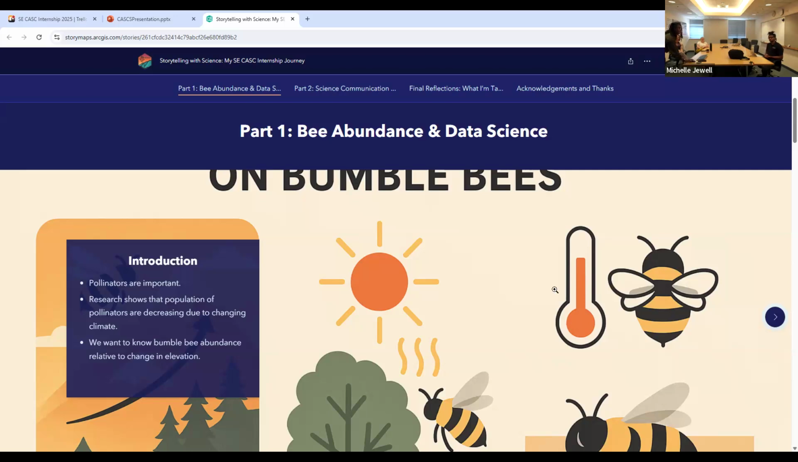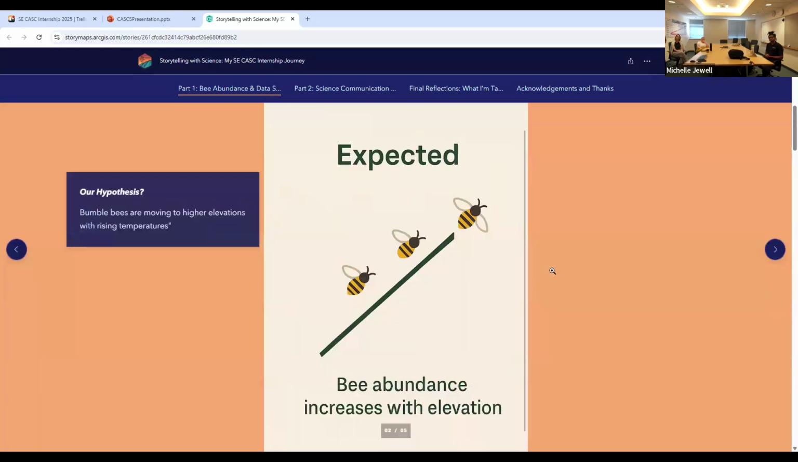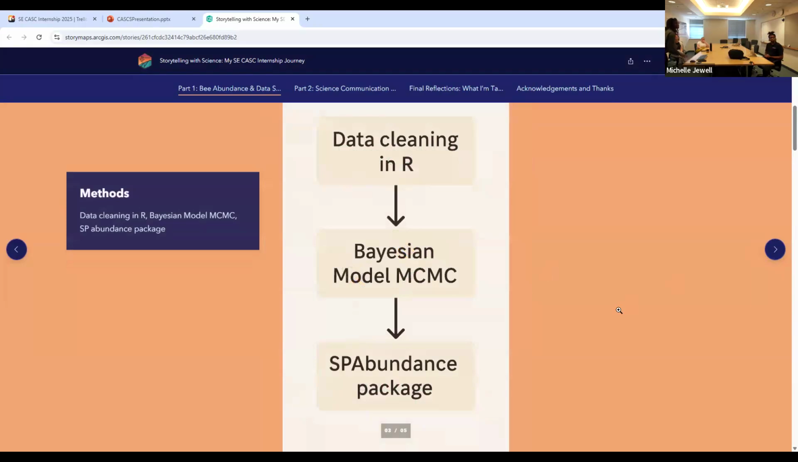So our hypothesis is, are bumblebees moving in elevation as it relates to change in climate or change in temperature? So before I dive into our results, I'm going to talk to you about the methods that we use.